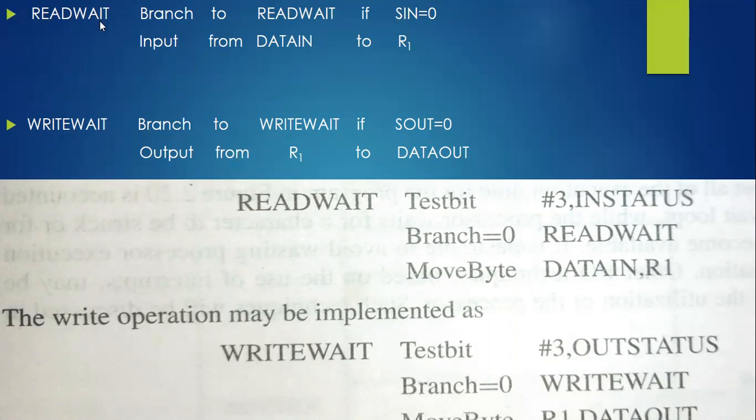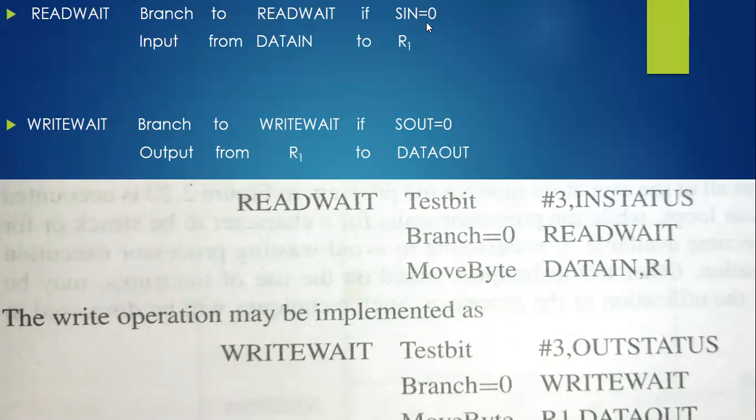Read wait, so this is a label. Remember, don't get confused, this is a label, how we have a loop. We are labeling this statement read wait. What is that? Branch to read wait if S in equal to 0.